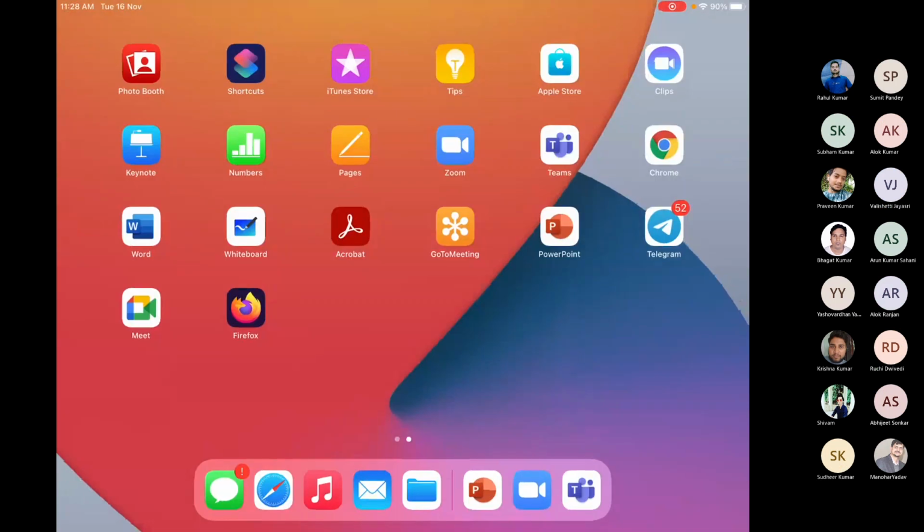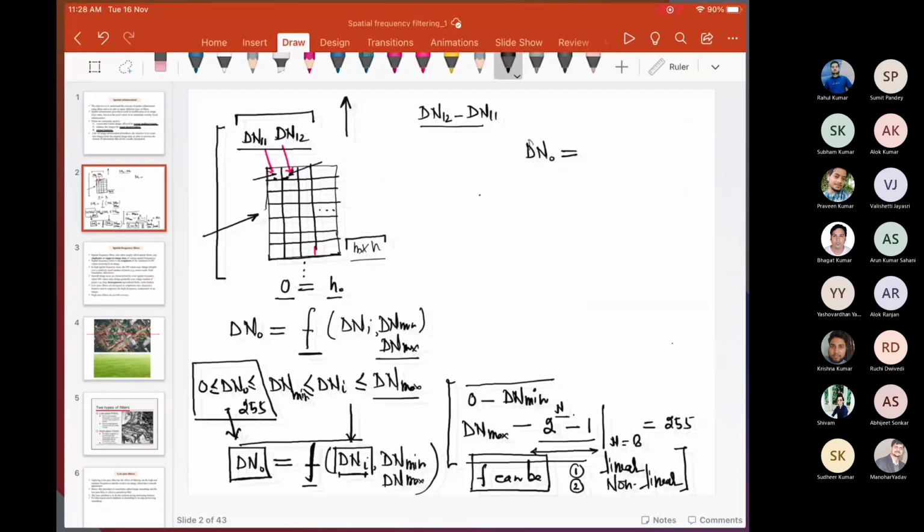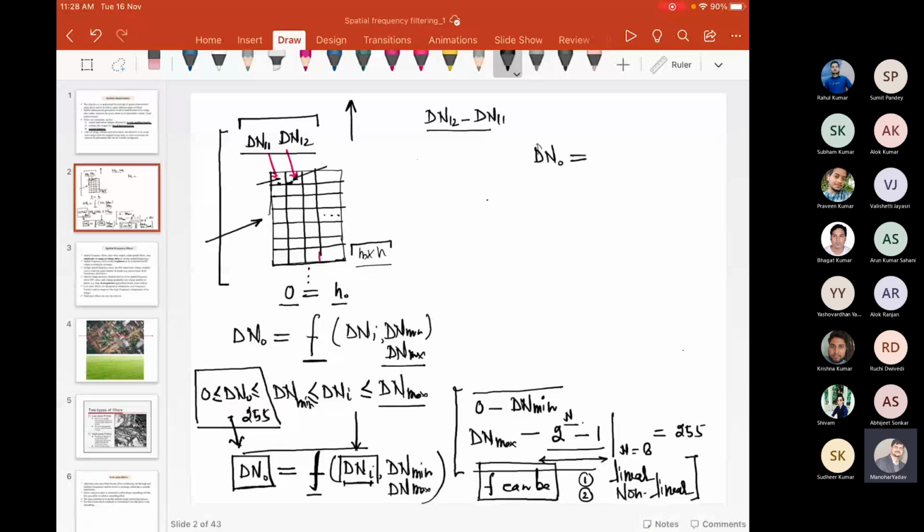screen is already shared. Okay, please wait. Please wait. Okay. I hope now you can see the screen.